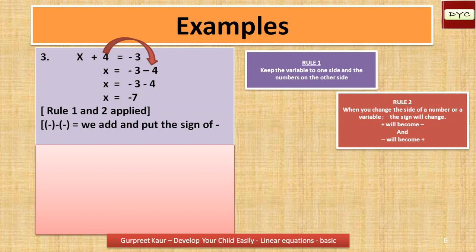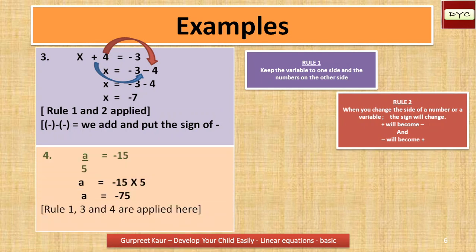Now minus 3, minus 4, minus, minus. This is the rule applied from the integers, that minus 3 minus 4, it will become addition. So minus 3 minus 4 is plus. We add and put a sign of minus. So my answer is x is equal to minus 7. So you see the rules are all applied over here.